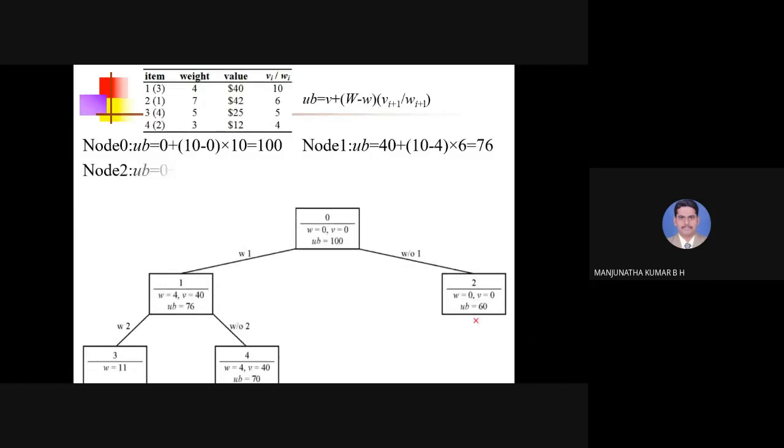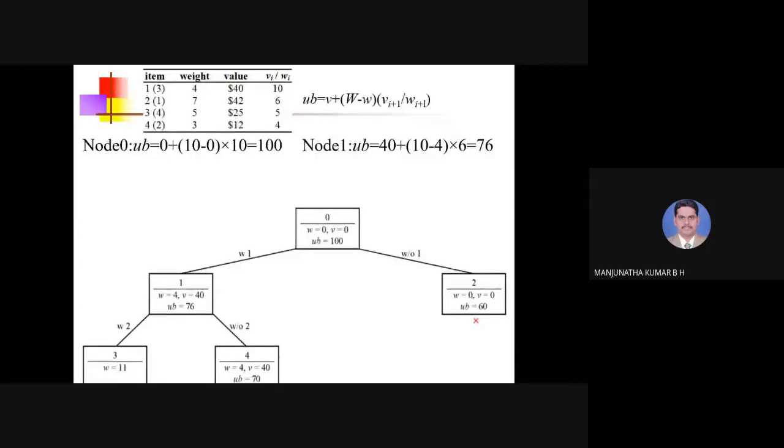Now let me explain how node 1 values are calculated. It is already shown here. Node 1, upper bound equals V, small v, how much here? 40. 40 plus the remaining capacity. Maximum capacity is 10 minus, you are placing the first item, no? Weight is 4. 10 minus 4 into, what is the profit weight ratio of the next item? Now I have placed item 1. What is the next item now? Item 2. Item 2 profit weight ratio is how much? 6. Multiply by 6.